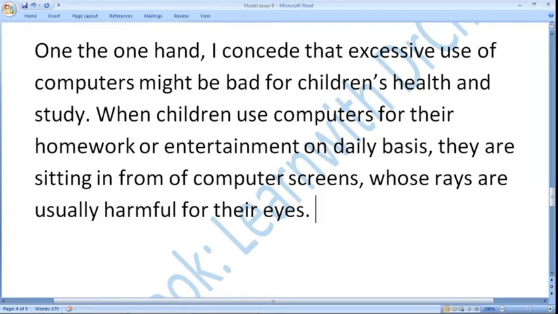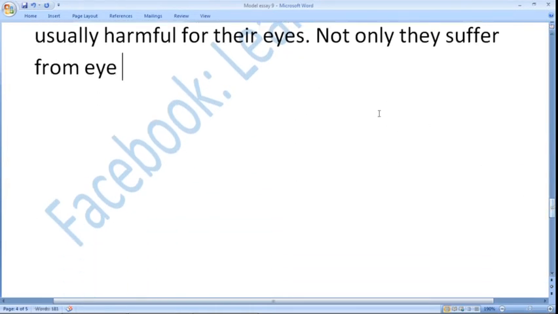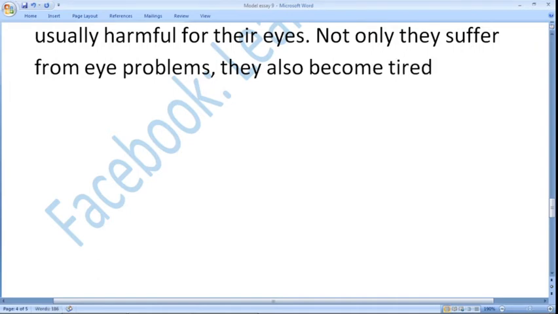Now, how is it harmful? I would expand it a bit more. Not only do they suffer from eye problems, they also become tired and suffer from insomnia.